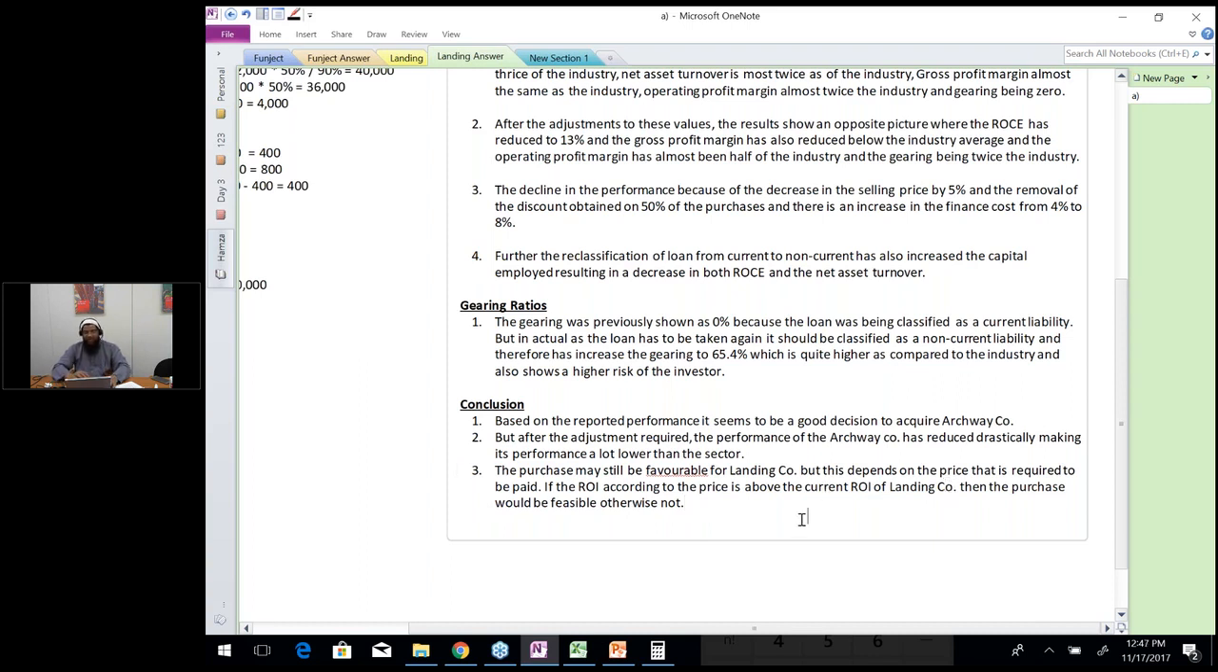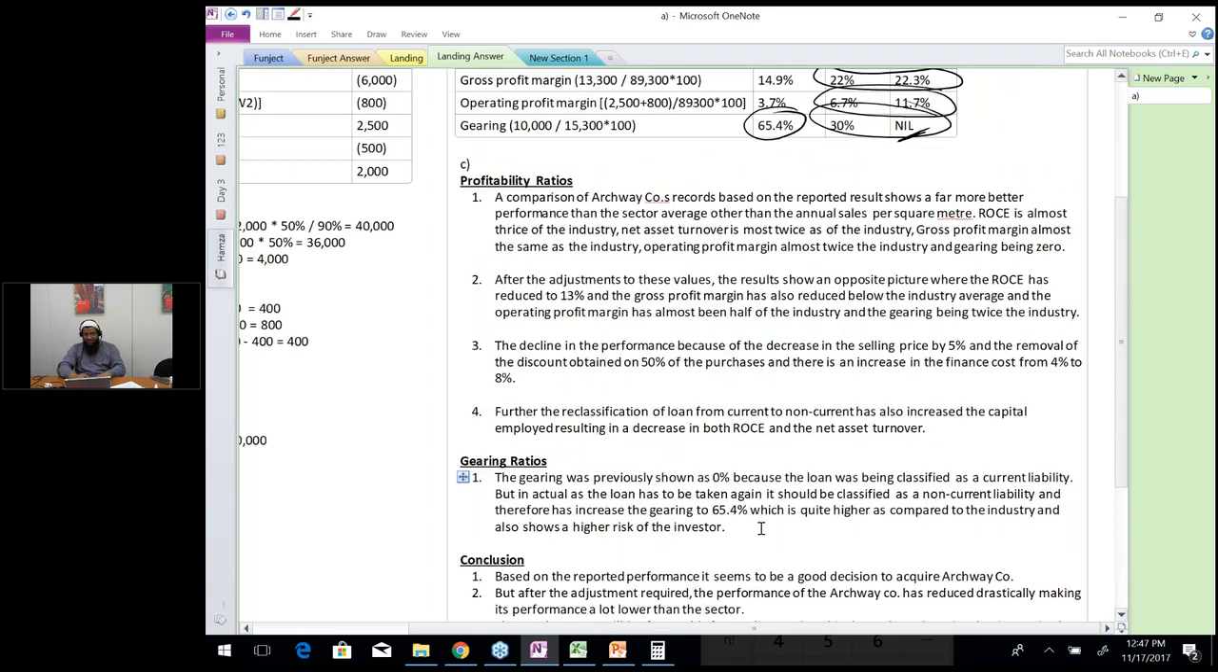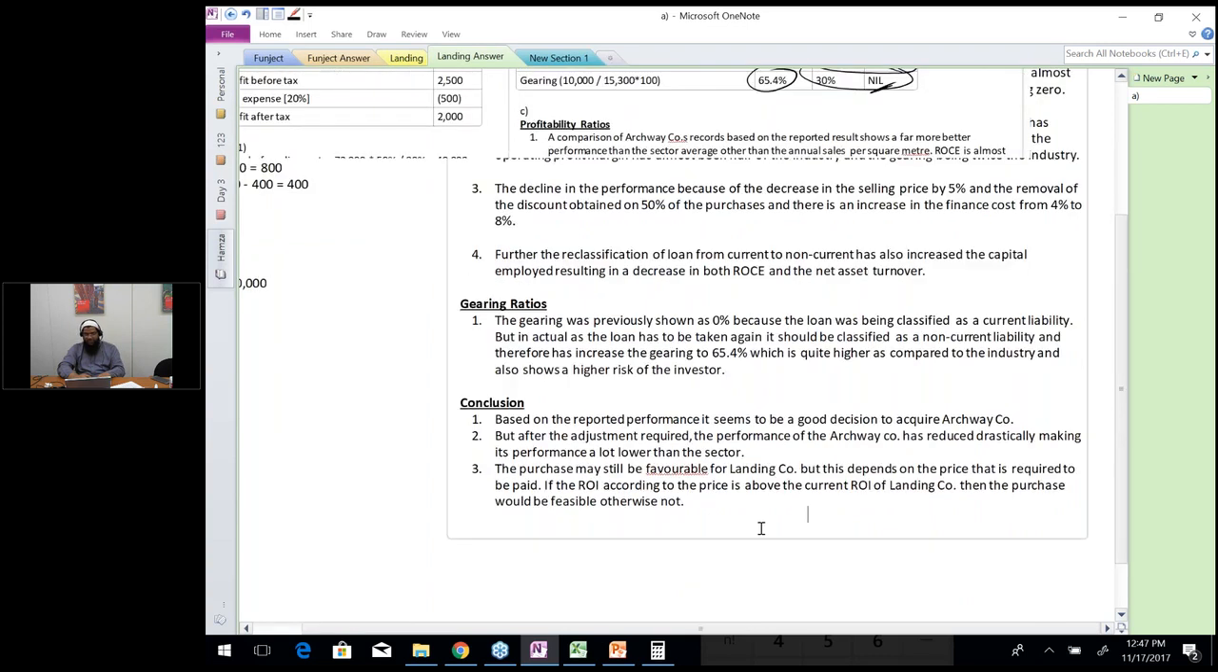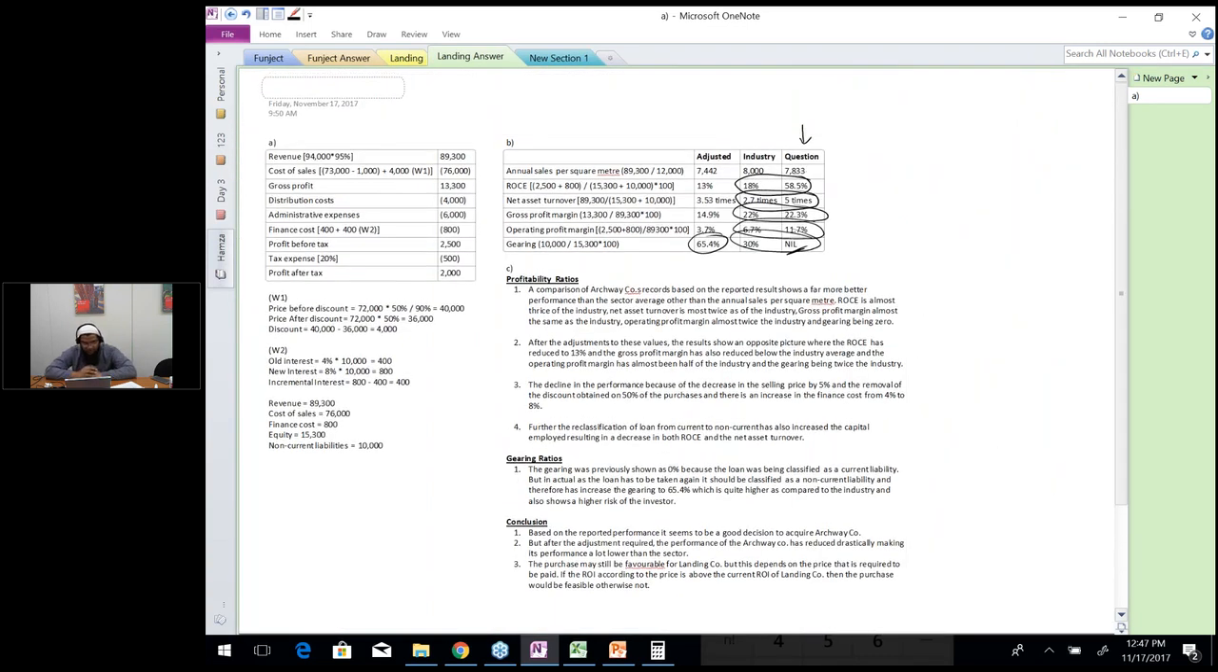So we have to say that if the ROI, the return on the investment, the return that is being shown as compared to the price that Landing Company is going to pay, if that ROI is better than the current ROI, the purchase is still feasible. Otherwise, the purchase is not feasible. So this was your entire answer, and you people can take the snapshot now. This is the complete answer for Landing Company.